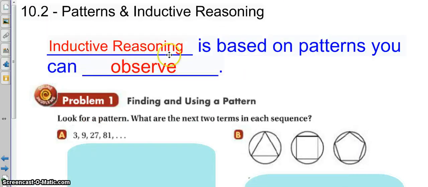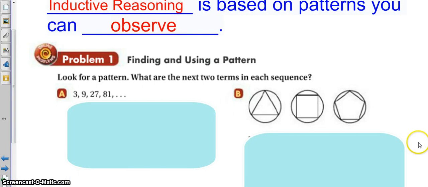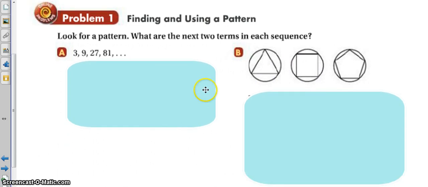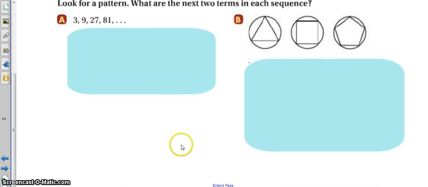Inductive reasoning is based on patterns that we can observe. It's inductive because we induce what we see. So please make sure that you work through problem 1 on Pearson so that you can then deal with the got it. But let's just go ahead and look at these to make sure that you understand what you're doing.